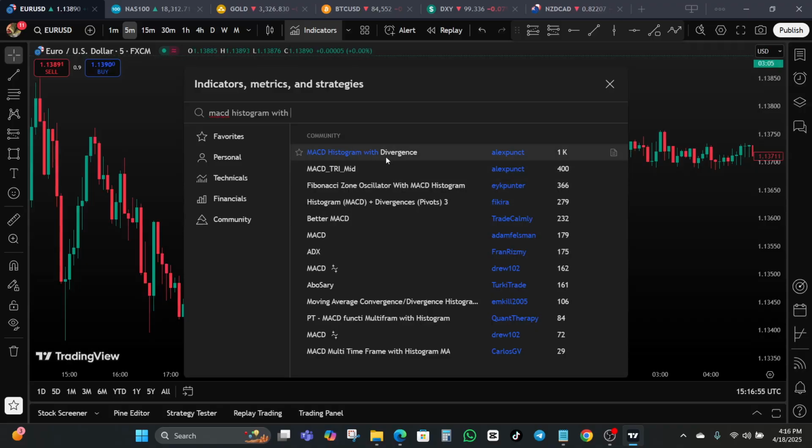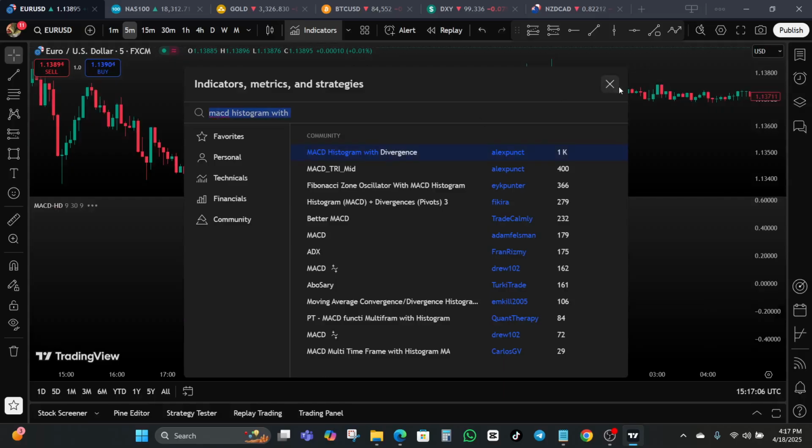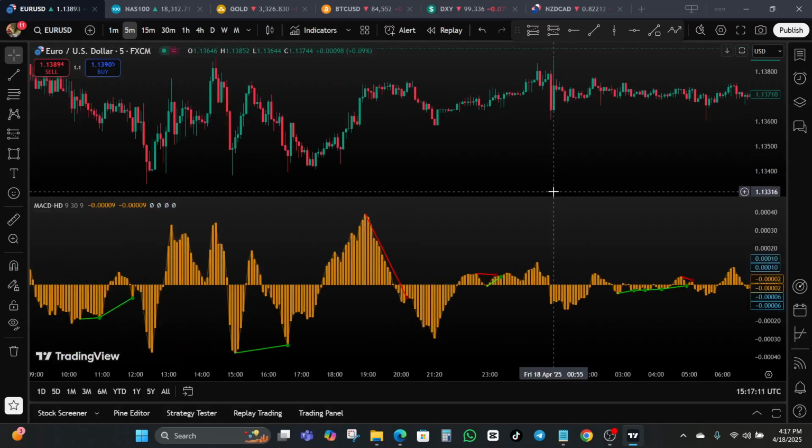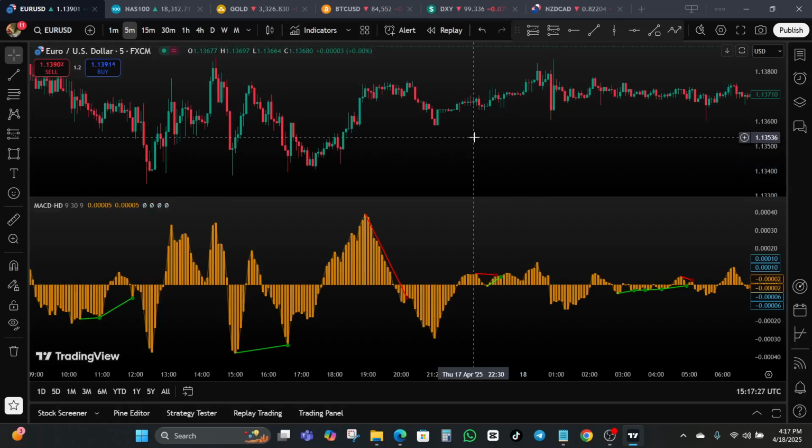Let us use the MACD histogram with divergence. Let's just analyze this indicator real quick. Now, the standard MACD is actually great, but using the MACD histogram with divergence gives day traders a faster read on momentum changes. It shows you when momentum is fading or building, especially near support or resistance zones.